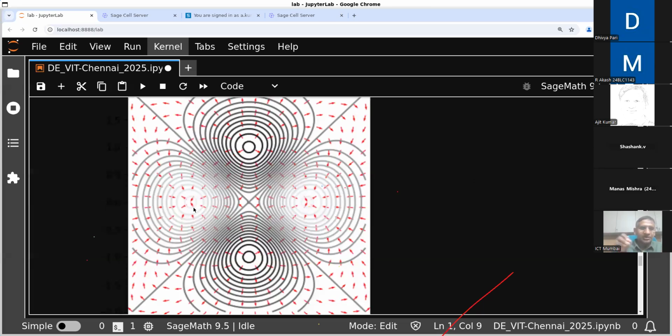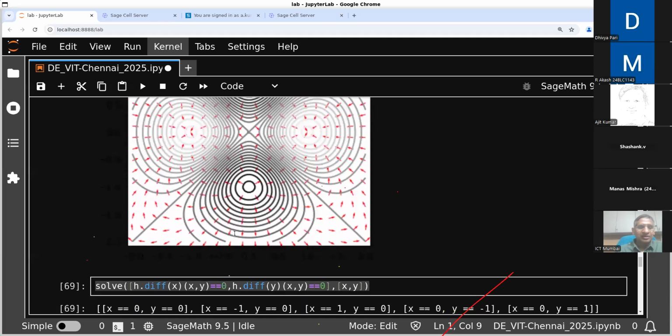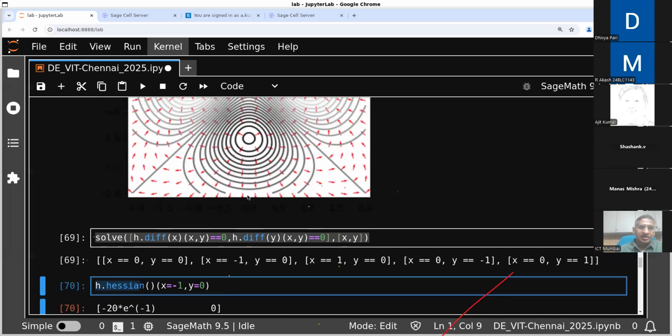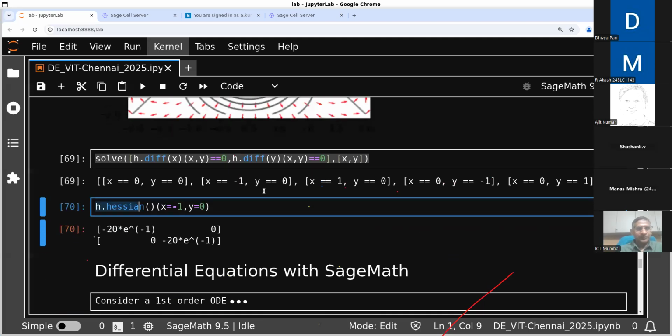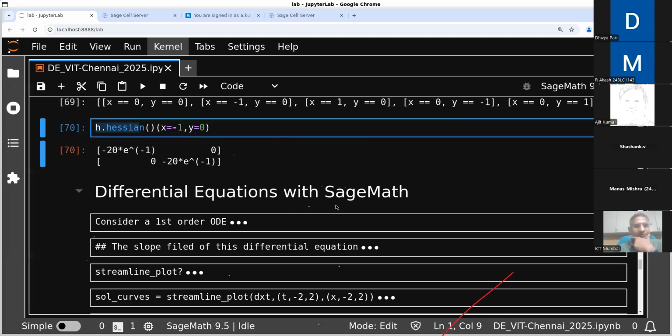They are all going inside, so it is a sink at this point. And at this stage, it will be local minimum, that is positive definite. Okay, so all these things can be done.